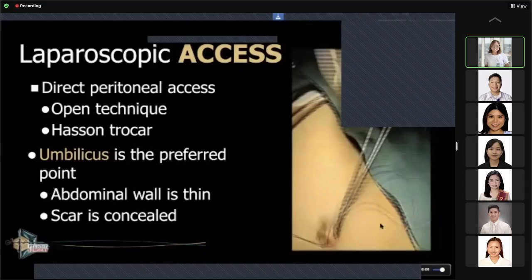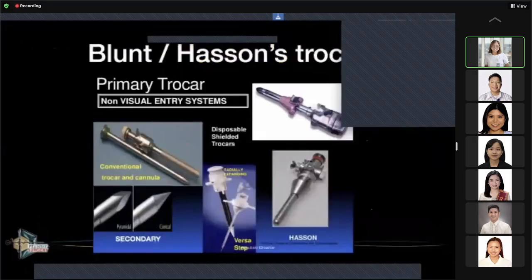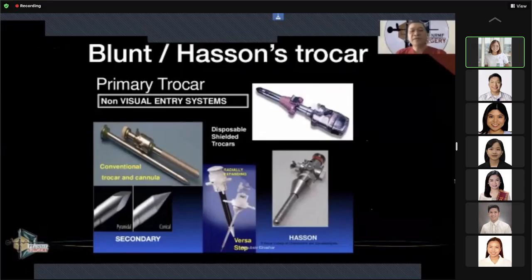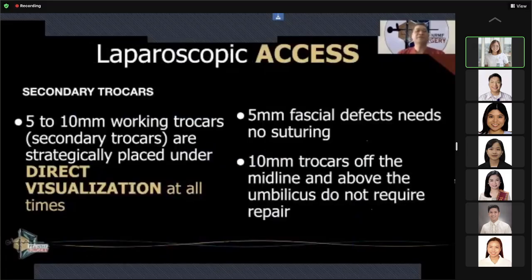So these are examples of Hassan trocars. They come in metal or plastic. You can see the tip is blunt, so you minimize injuries to the bowels. On the left lower image, you see a secondary trocar. These trocars are pointed, conical or pyramidal type, meaning there's a point. So when you insert these trocars, you have to visualize them directly. Those secondary trocars are inserted after insufflation.